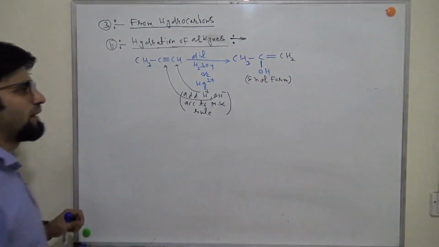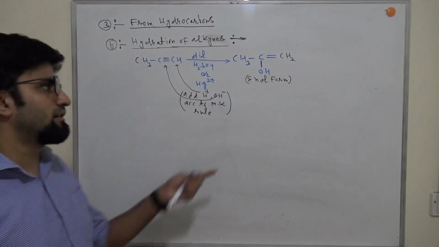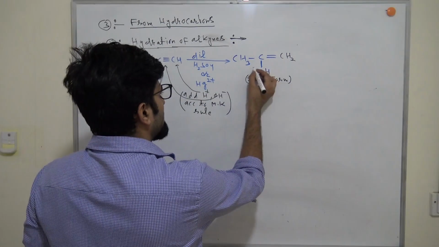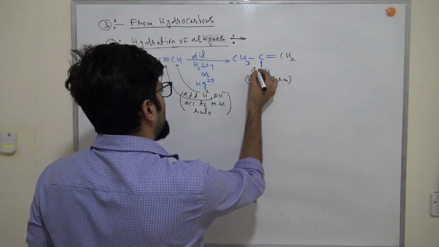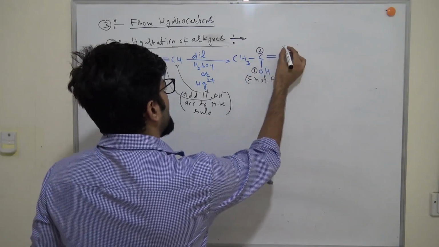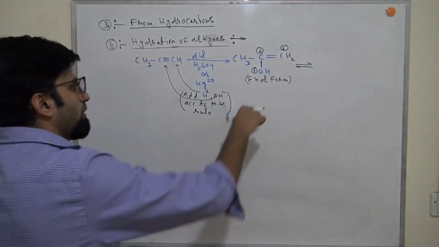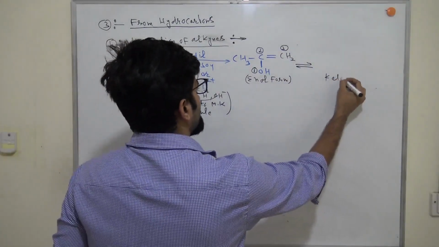Okay, there is one kind of isomerism that we have learned in 11th standard, tautomerism. So this is known as enol form. You can number the carbons 1, 2, 3. The enol form is more stable; they are in dynamic equilibrium. Enol form will change into keto form, and that is more stable.